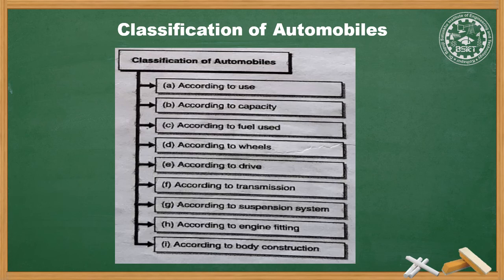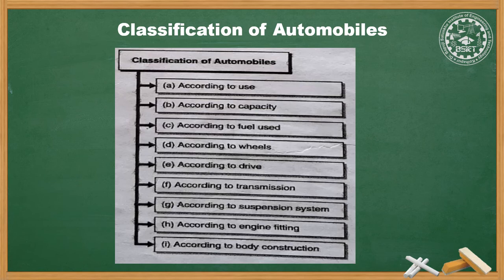Fourth, according to the wheels, we know two-wheeler, that is scooter, motorcycle, three-wheeler, that is auto rickshaw, tempo, four-wheeler, car, jeep, tractor, six-wheeler, truck, buses, eight-wheeler, 10-wheeler, 12-wheeler, trailers. These are all classified according to the wheels.